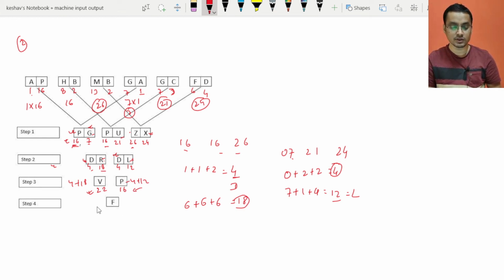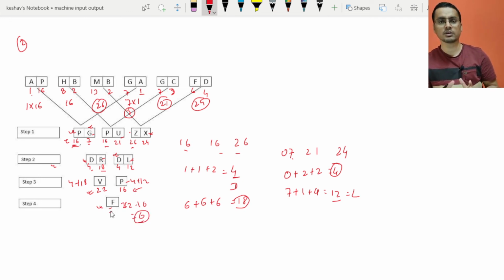Now let's move to the next step. How are we getting step 4? 22 minus 16, that is equal to 6. So which alphabet has the 6th ranking? That is F. I hope you are able to understand how to solve this type of question.